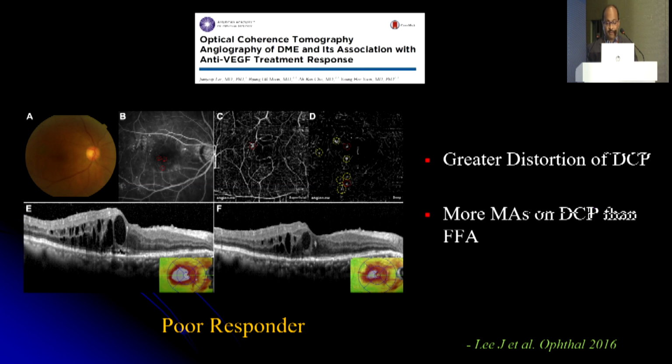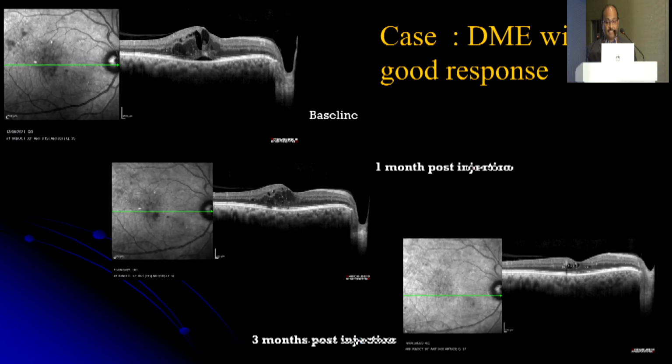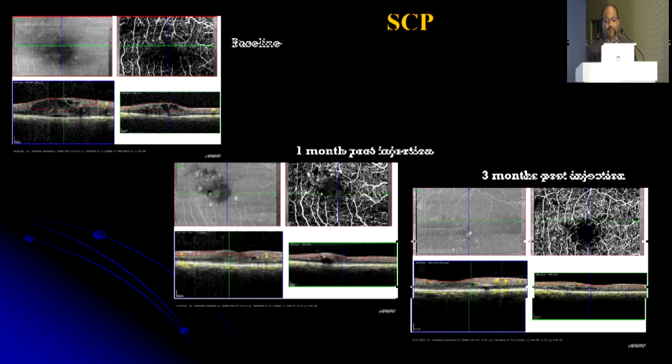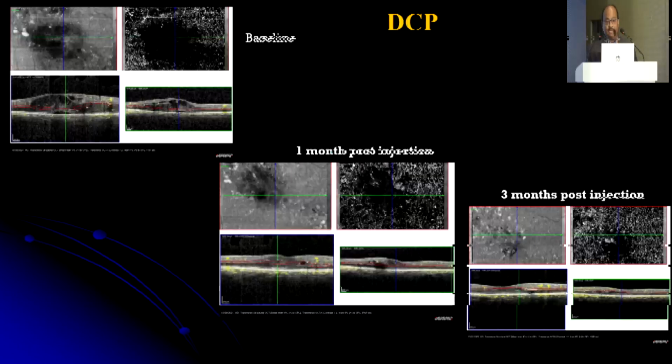Now, we looked back at a few of our cases, and we looked at cases with good response to anti-VEGF injections. You can see from baseline to 3 months post-injection, fairly good regression. And we found that there wasn't too much of a difference in the superficial capillary plexus. But yes, in the deep capillary plexus, there was definite dysmorphia, and you found that it improved fairly well with treatment in the good responders.